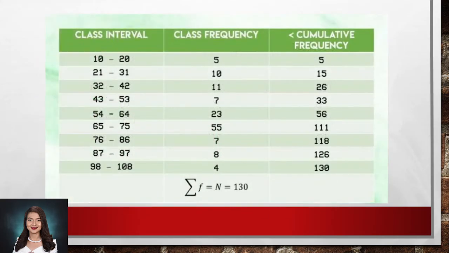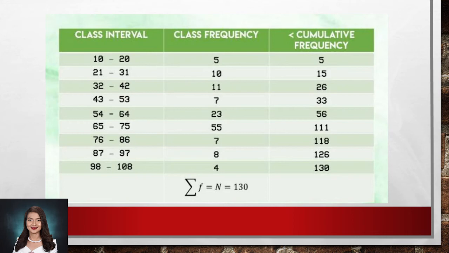Let's take a look at this table, the table that we've computed in mean. In this table, we have the class interval and the class frequency. So in the first group from 10 to 20, we have here 5 frequency, until 4. So how do we get the less than cumulative frequency? First, let's start on the top. Then we're going to proceed in successive addition.